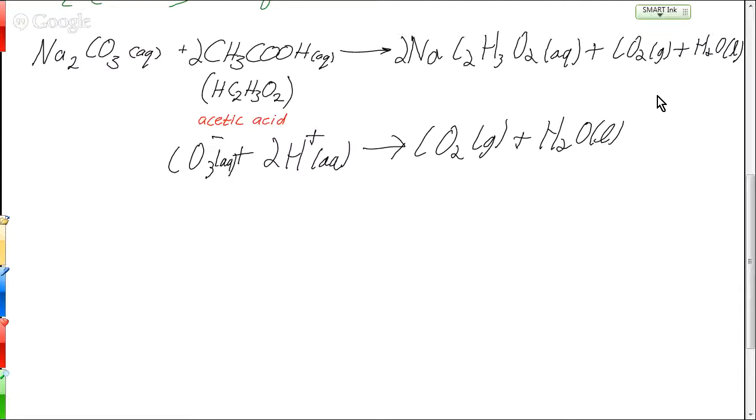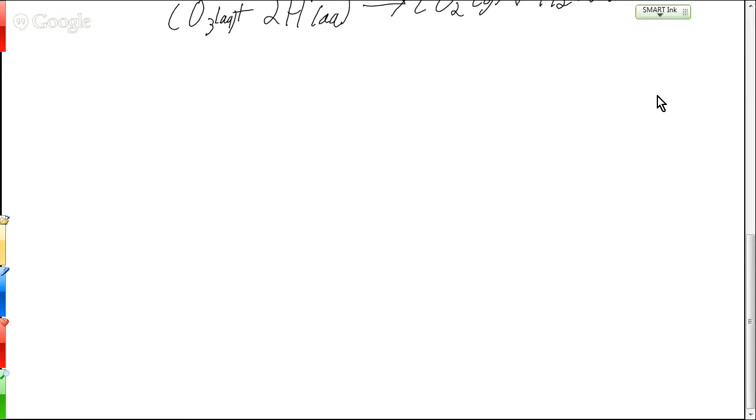Okay. The remaining two are ones that are very similar to what we saw before. So let's put those down here. That's scandium chloride and sodium sulfide.